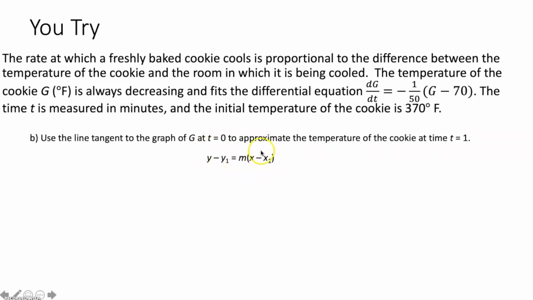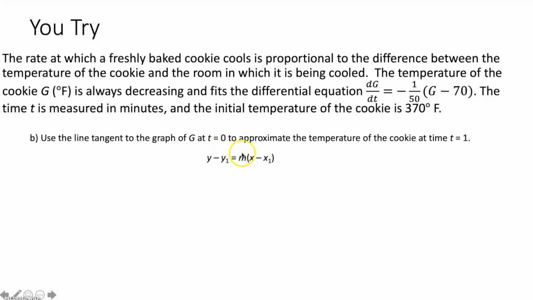Well, we are creating a tangent line. So x sub 1, y sub 1 should be the point of tangency. Well, our line is going to be tangent to the graph at time t equals 0. So 0 is going to be our x sub 1. What's the y sub 1 that corresponds with that? Well, what would be the temperature at time t equals 0? Well, we know that. That's the initial temperature. That's 307 degrees Fahrenheit. So 0 is going to go in for x sub 1. 307 is going to go in for y sub 1.